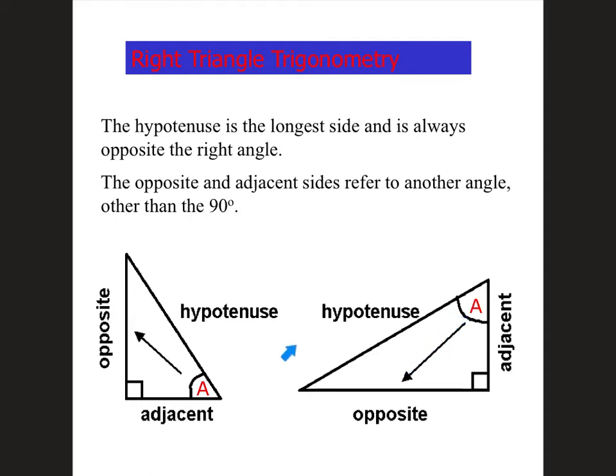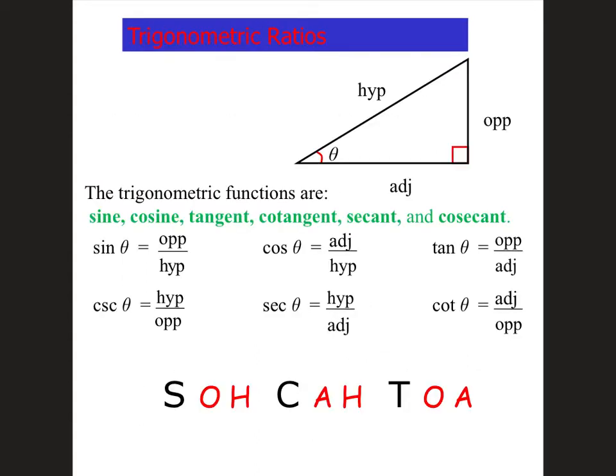The angle selected is called the reference angle. You have to know the reference angle, and from there you find the opposite, the one next to the angle, adjacent, and the hypotenuse. You need to know that to be able to write the ratios. And these are the trigonometric ratios.